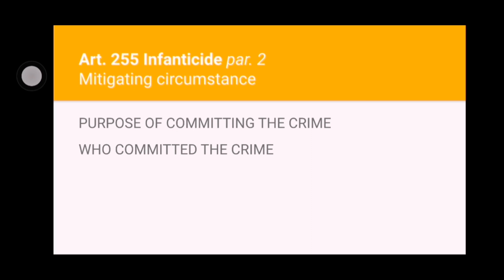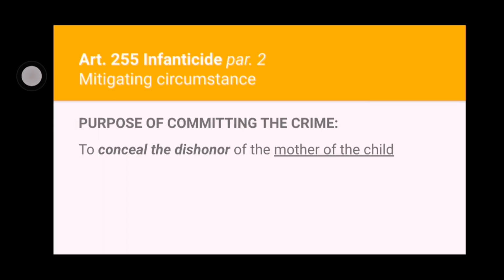Let's proceed to the mitigating circumstance under paragraph 2 of Article 255. For the mitigating circumstance under paragraph 2, I'd like you to remember 2 points. First, the purpose of committing the crime, and the second, who committed the crime. Purpose and who committed the crime. So the purpose of committing the crime, for a mitigating circumstance to be availed or be appreciated, is that the crime was committed to conceal the dishonor of the mother of the child.